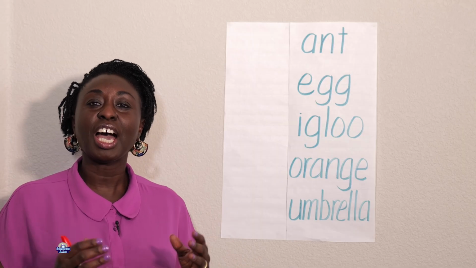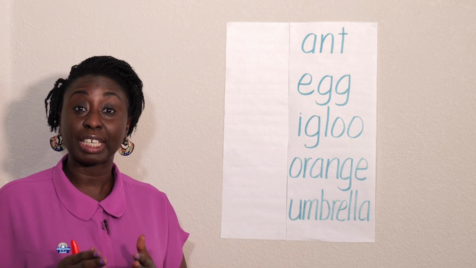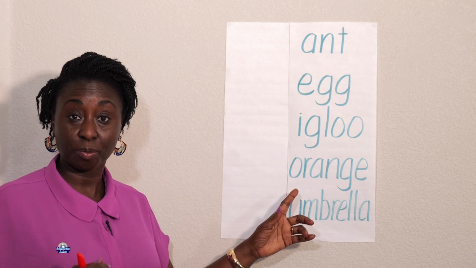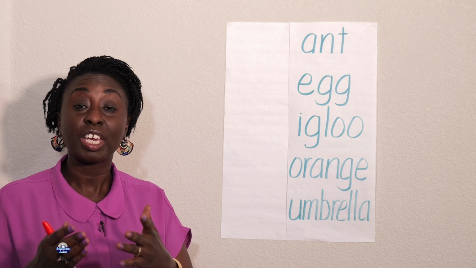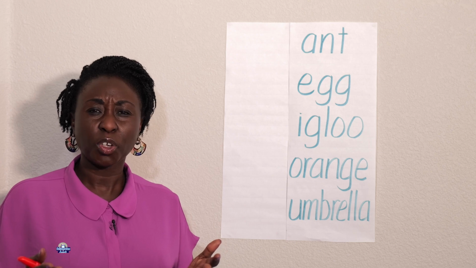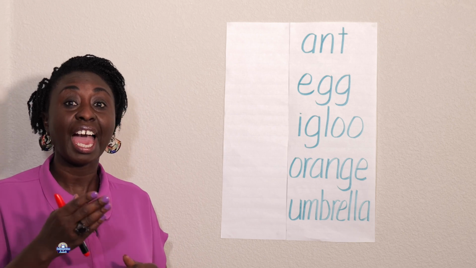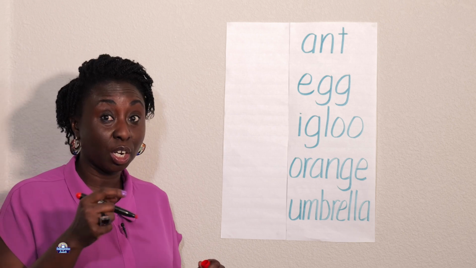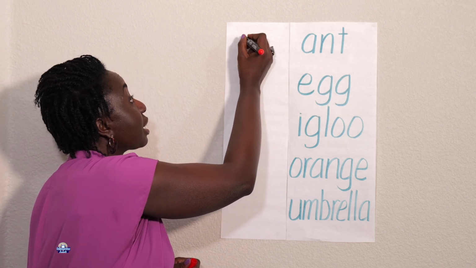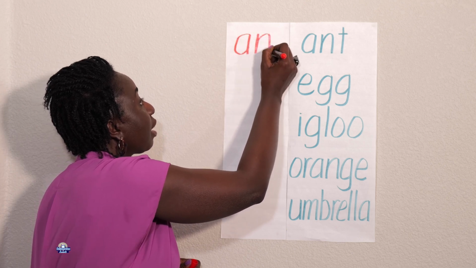Okay, now let's look at these words. They all begin with a vowel letter. They all have a vowel sound. So, which article are we going to use? Yes, we will be using an. So here we have ant. So we will say an ant.